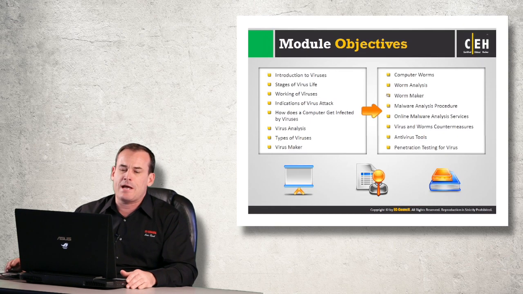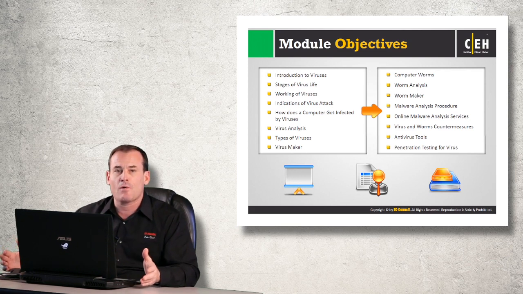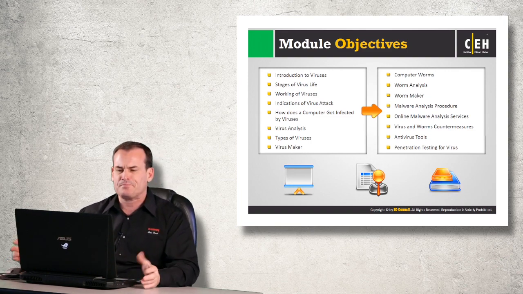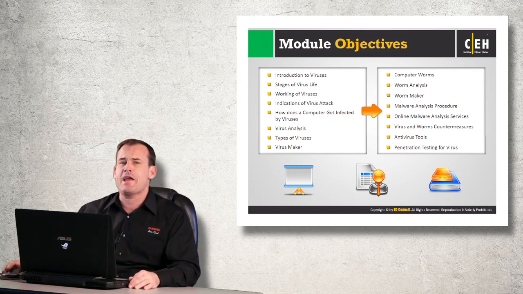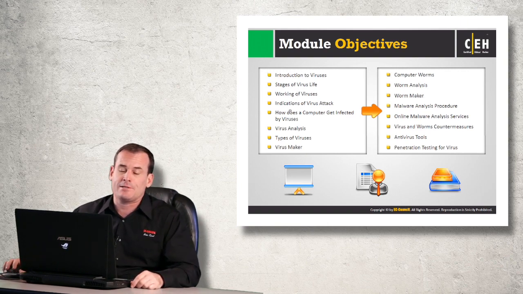So our module objectives. We're going to see some repeating themes here as far as infection vectors go. We're also going to talk about the characteristics of viruses and worms, which makes a virus different from a worm, etc. But as far as eradication and detection methods, we've got a lot of this information established at this point. So: introduction to viruses, stages of virus life, workings of viruses, indications of a viral attack.